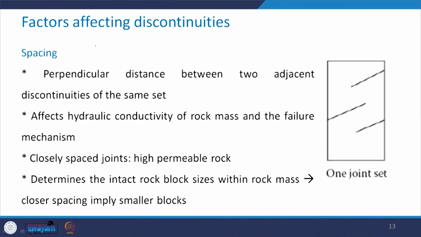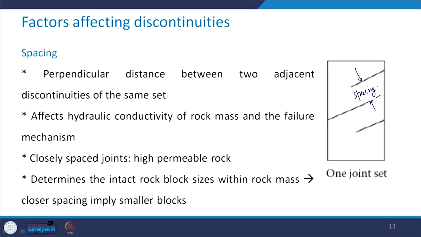The next term is the spacing of the discontinuities. It is the perpendicular distance between two adjacent discontinuities of the same set. Let us say that here it is one joint set. Here this is the perpendicular distance between the two adjacent joints, and I will call this spacing. This affects the hydraulic conductivity of the rock mass and also the failure mechanism. If you have very closely spaced joints in a rock mass, then that is highly permeable.